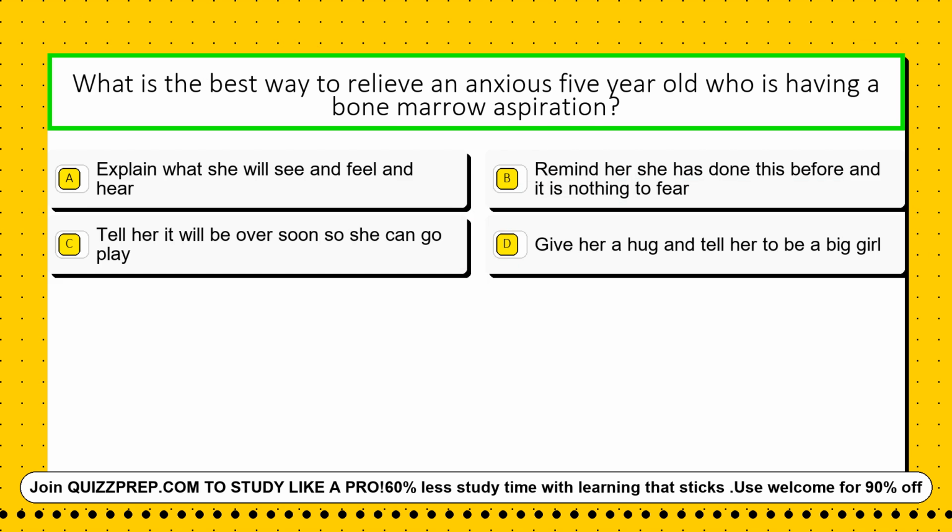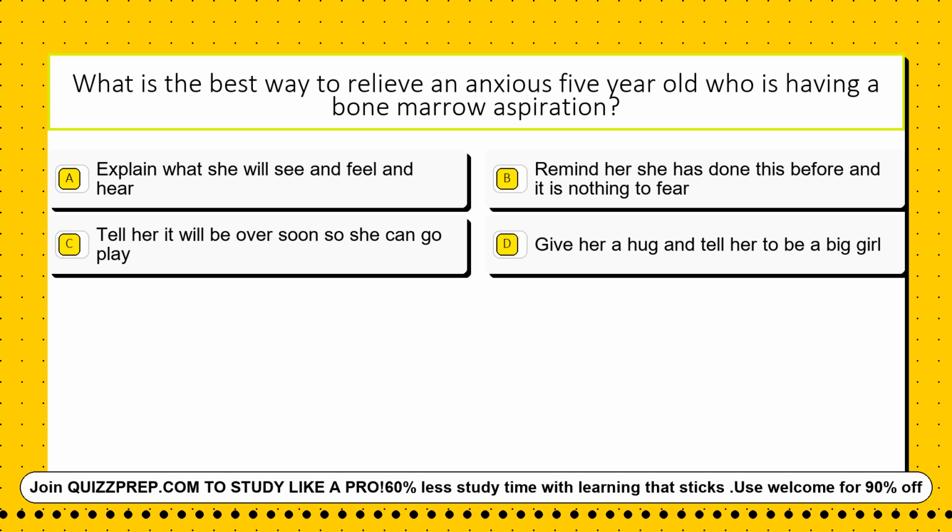Question 99. What is the best way to relieve an anxious 5-year-old who is having a bone marrow aspiration? Option A. Explain what she will see and feel and hear. Option B. Remind her she has done this before and it is nothing to fear. Option C. Tell her it will be over soon so she can go play. Option D. Give her a hug and tell her to be a big girl.